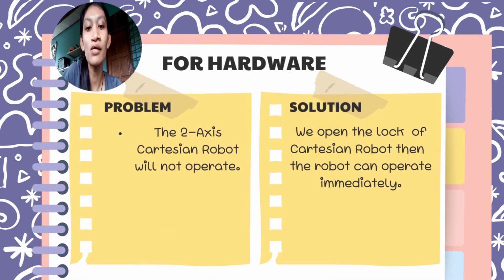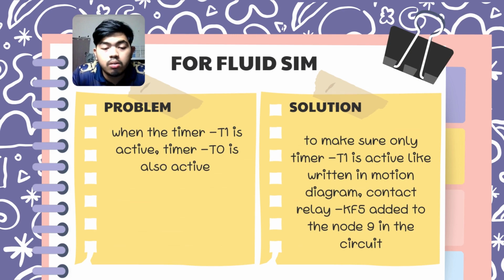Next I will explain the problem that we faced for hardware. The problem is the 2-axis Cartesian robot will not operate. The solution that we did is we open the lock of the Cartesian robot, then the robot can operate immediately. For the FluidSim problem that we faced, when the timer T1 is active, the timer T0 is also active. To solve the problem, we add a contact relay negative KF5 to the Node 6 adding circuit.